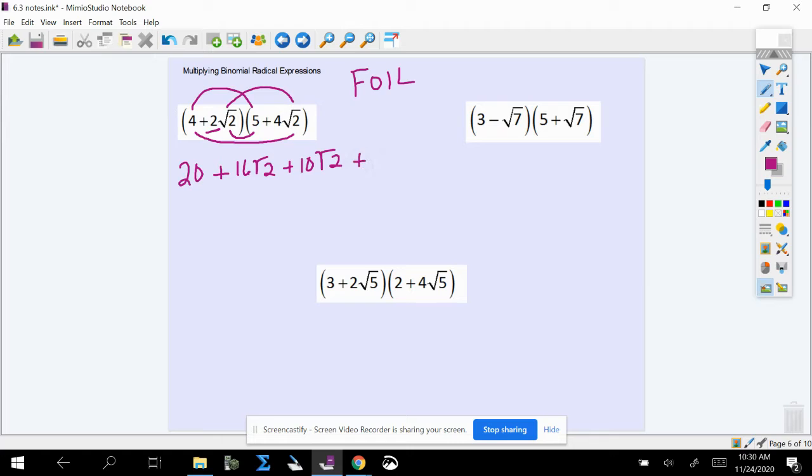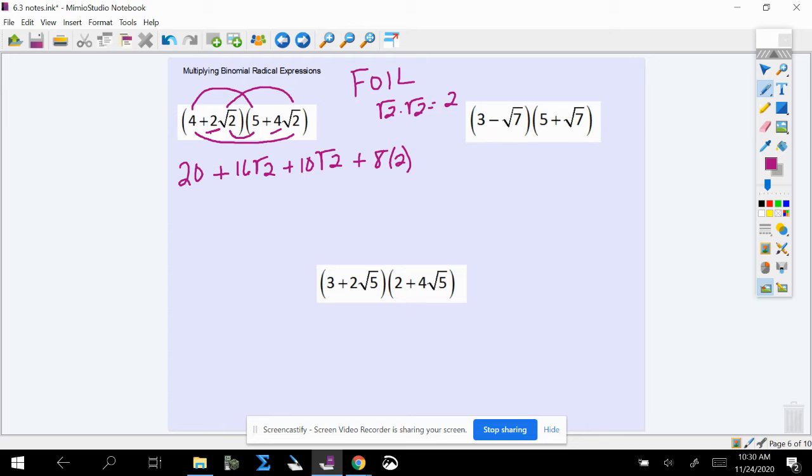And then finally, your last, and this is where you're going to have the most work here. To do the last, you're going to have the outer 2 and the outer 4 together. So that's going to multiply to get 8. And then you're going to take the square root of 2 times another square root of 2. Well, the square root of 2 times the square root of 2 is the square root of 4, which is just 2. We talked before, when you take a square root times itself, you are just going to get that radicand value.